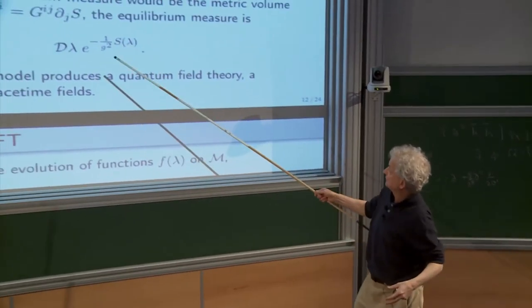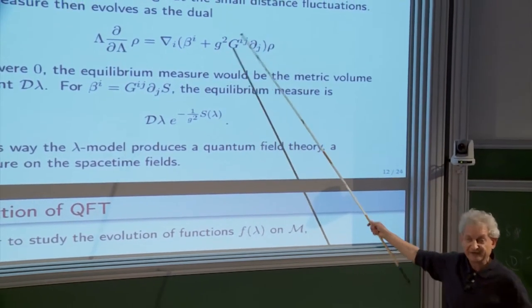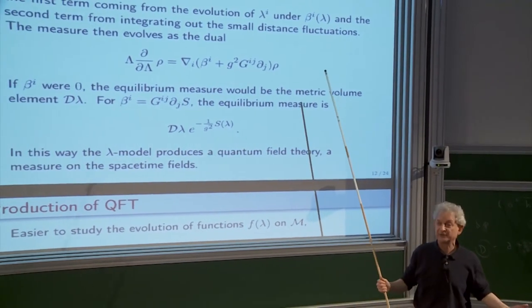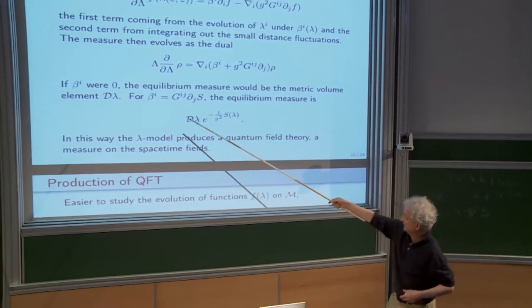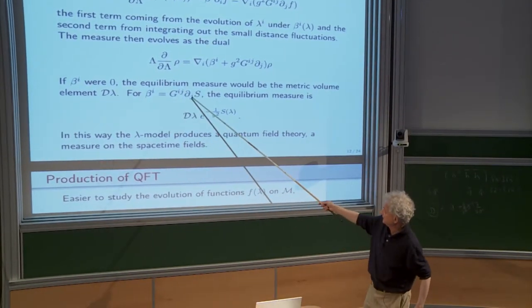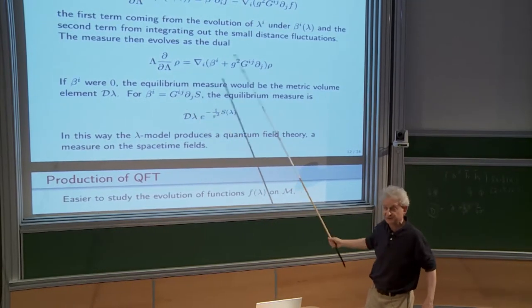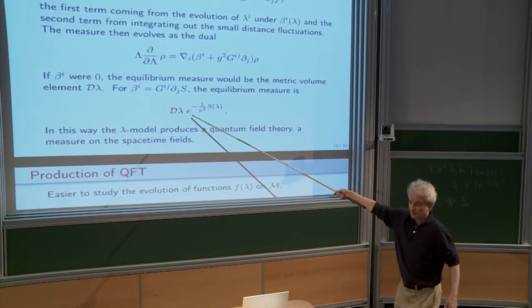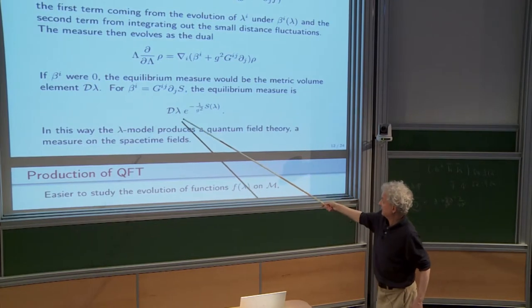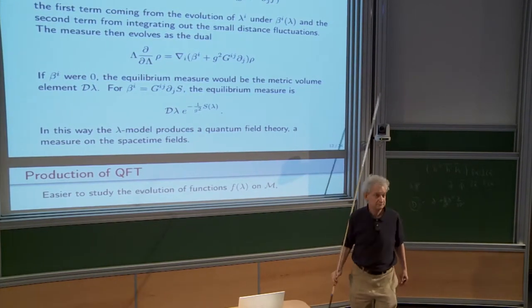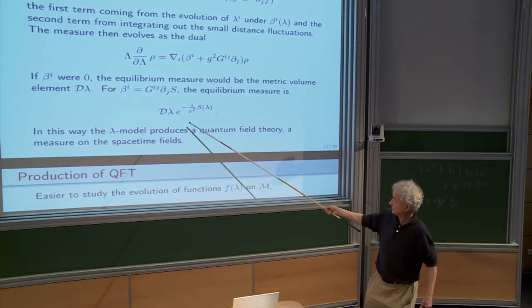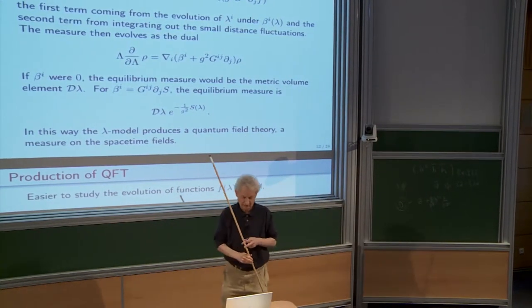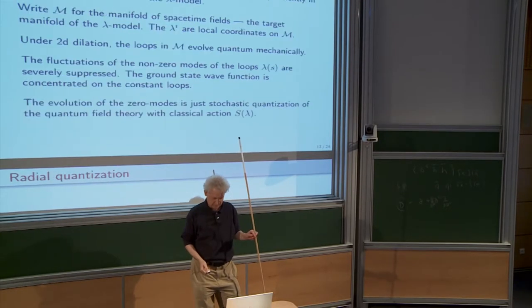Now, if the beta function were zero, it would just be random walk, covariant random walk on the target manifold. So you'd be driven to the metric volume element on the space of space-time fields. If the beta function is the gradient of some function S on space-time fields, then the equilibrium measure will be the metric volume element times e to the minus S. So one gets quantum field theory in space-time as the equilibrium measure under this flow.